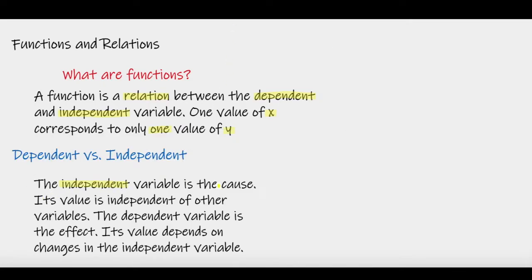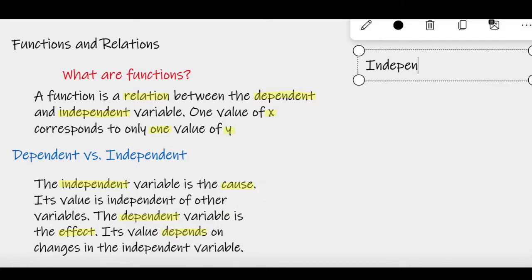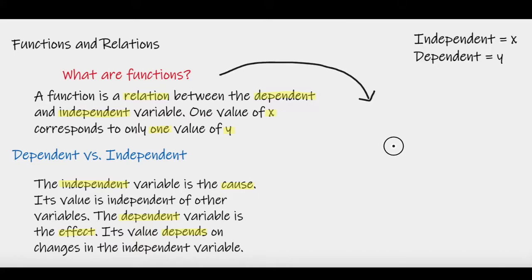The independent variable is the cause. Its value is independent of other variables. The dependent variable is the effect. Its value depends on changes in the independent variable. So in this case, independent is x and dependent is y.